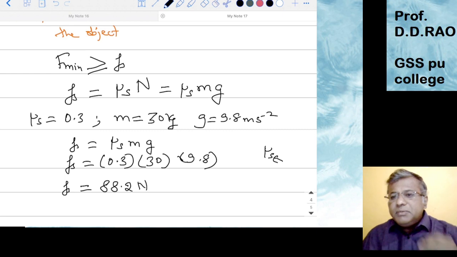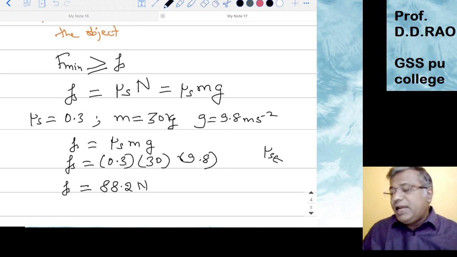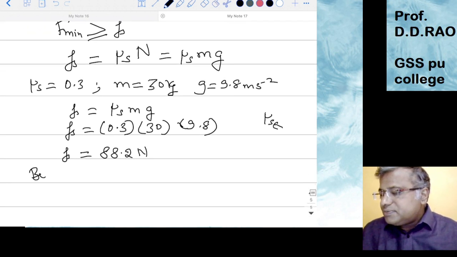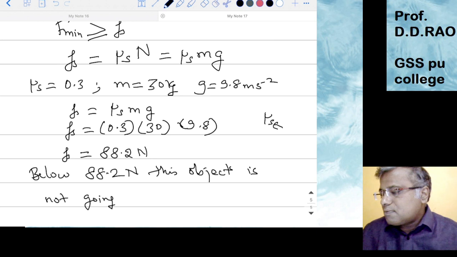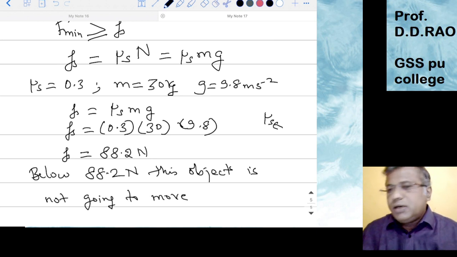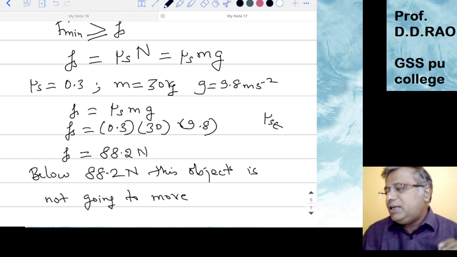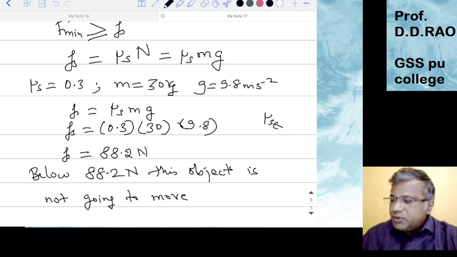So the minimum force which I have to apply in order to just move the object will be 88.2 newtons. Below 88.2 newtons, this object is not going to move. It will just start moving if the force is above 88.2 newtons.